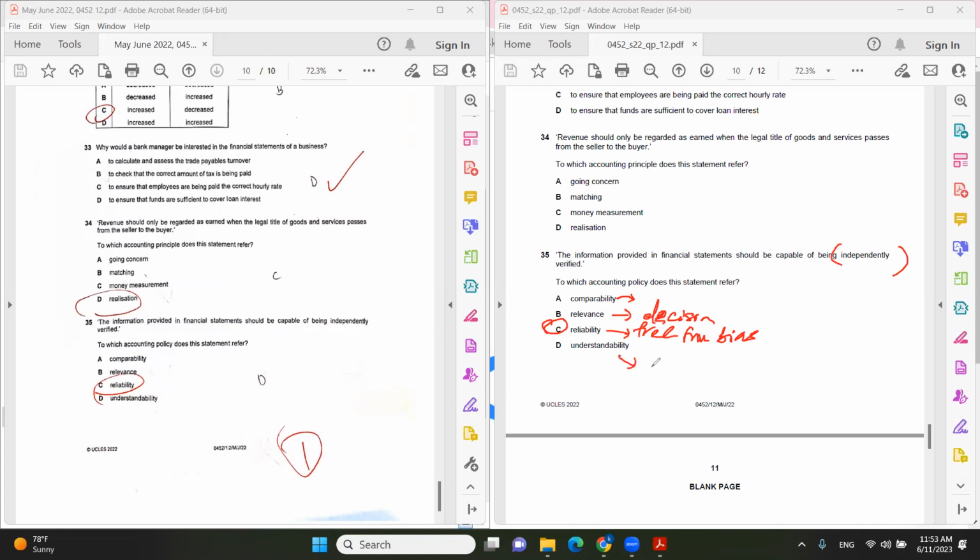Understandability means understood by the user. How do we make sure it is understood by the user? We follow the international accounting standards in preparing the financial statements. So that's all for today.